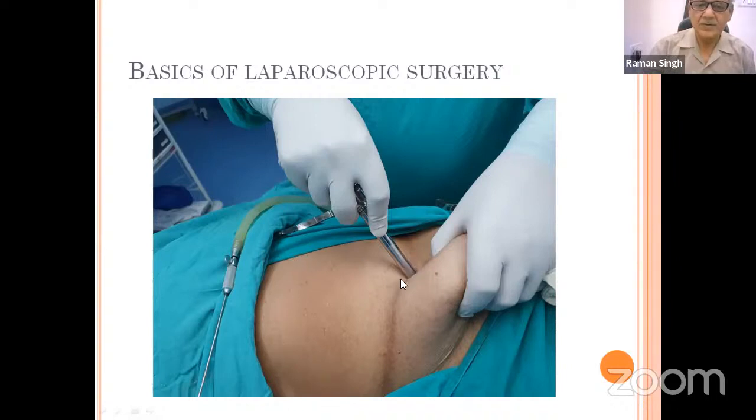This is the camera port, where the camera goes in, and here are three instruments which help to dissect the gallbladder. After dissection we bring out the gallbladder from this port.